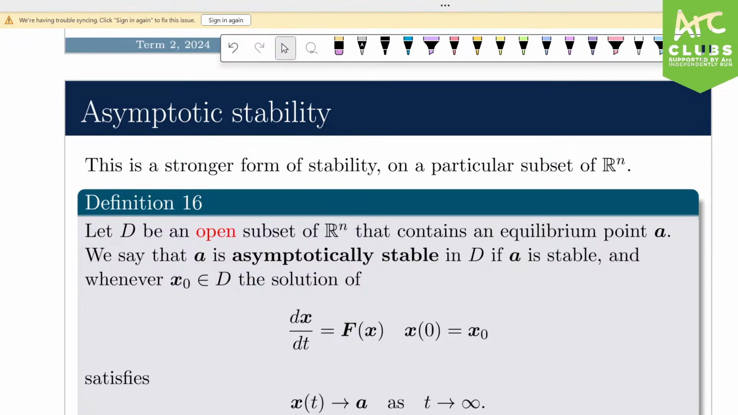So definition, let D be an open subset in Rn that contains an equilibrium point A. We say that A is asymptotically stable in D if A is stable, and whenever x naught is in D, the solution to this dynamical system approaches A as t approaches infinity. And we call that open subset in Rn the domain of attraction.